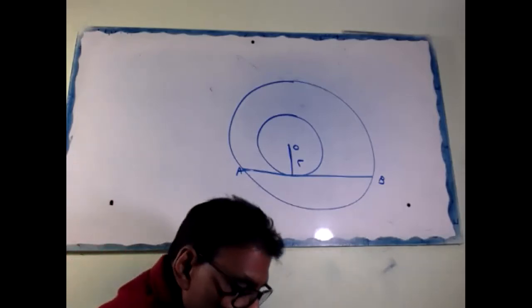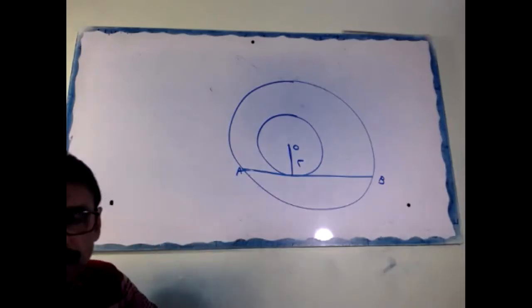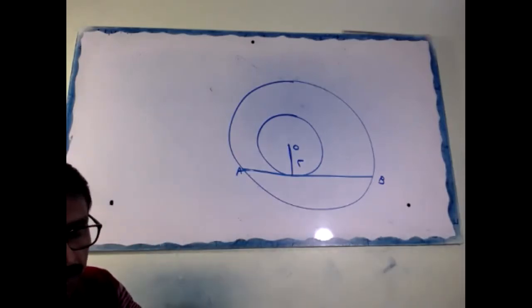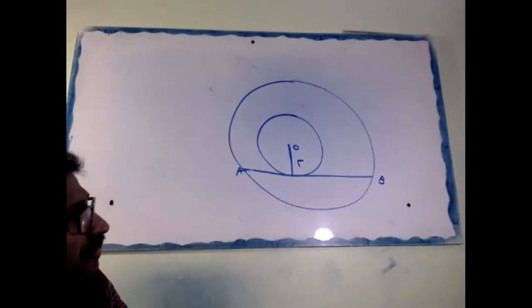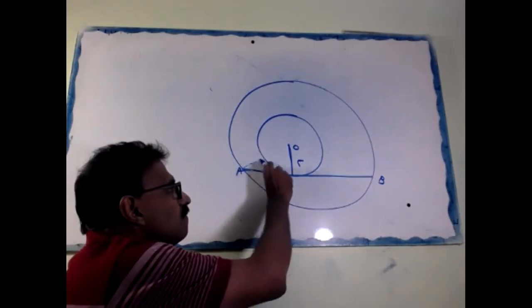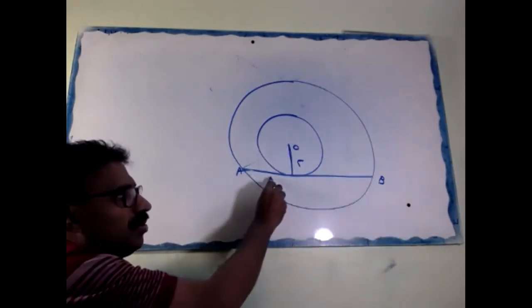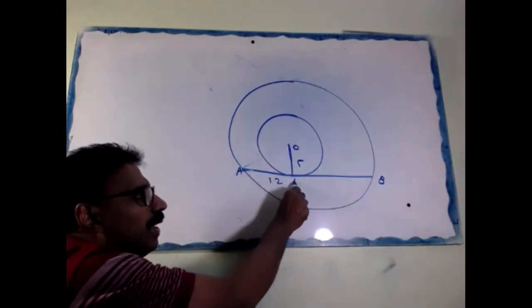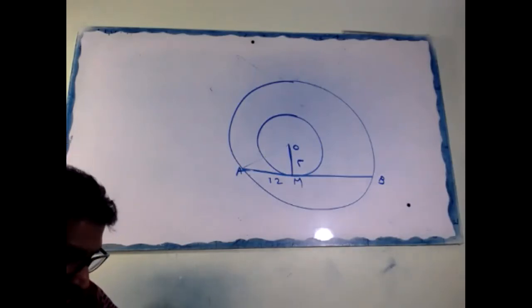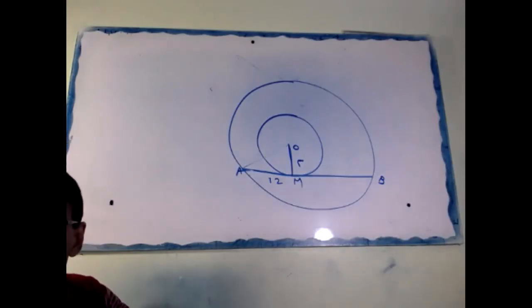Yes, finished. The last question. Okay. So finish this one. You join this one. Look. AB 24, so this will be 12. So we can find out OA: 12 square plus 5 square. Answer, 13.